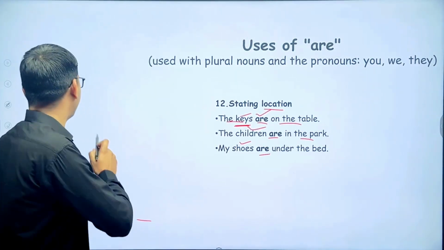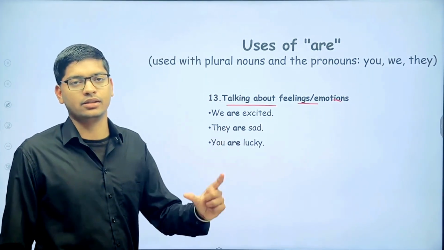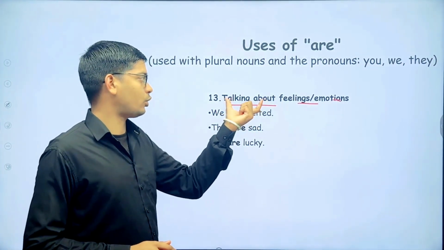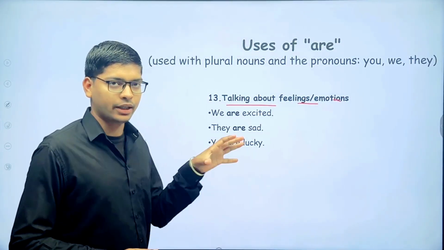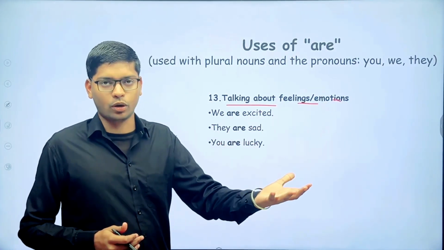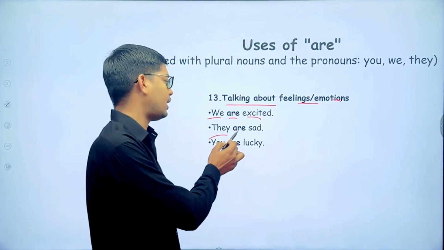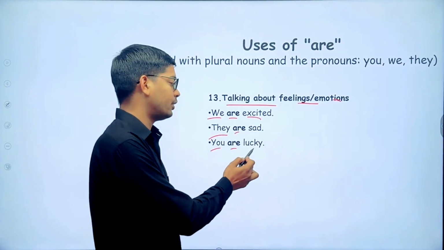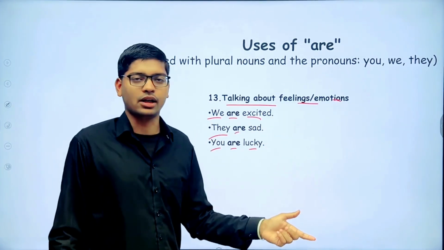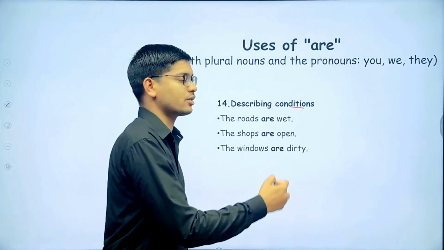Let's see the next use. Next use here, talking about feelings or emotions, similar to is. We have used is similarly for talking about feelings or emotions. But here all examples are with plural nouns or plural pronouns. So we are excited. They are sad. And you are lucky. Let's see the next use.